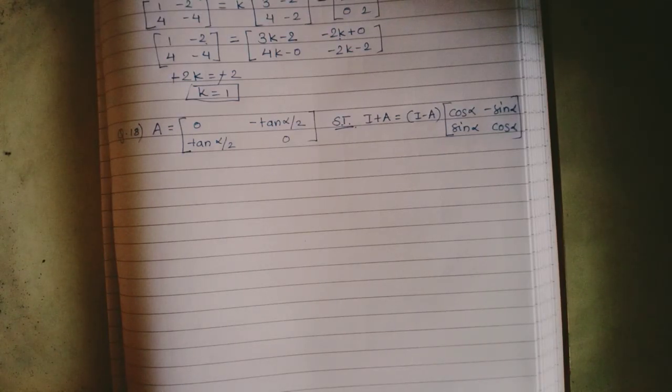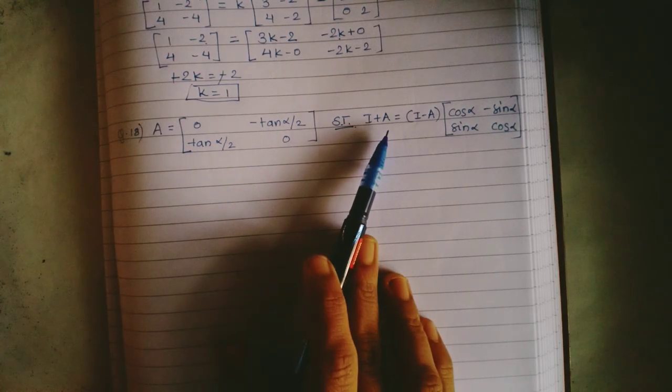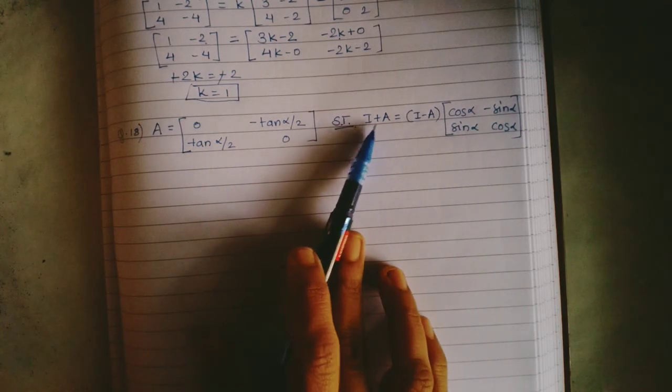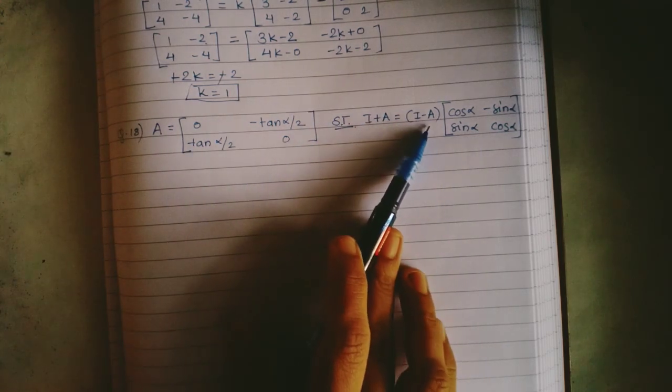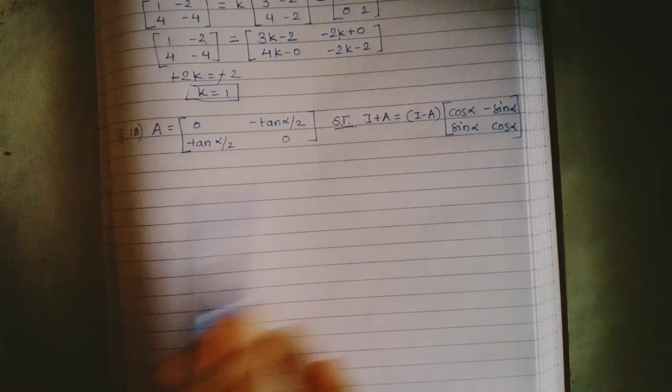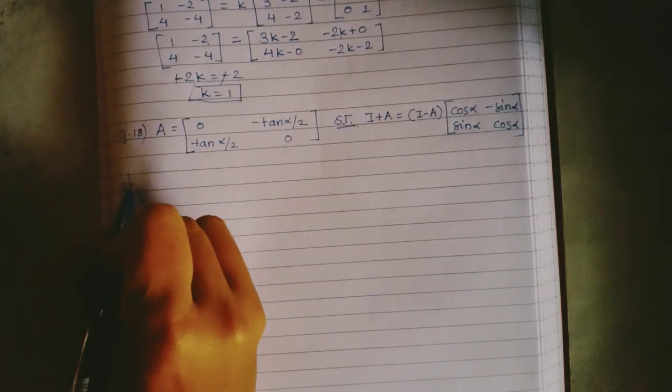Okay, this is based on trigonometric identities. So you should first revise your trigonometric identities which you have learned in your 11th standard. Okay, so let's solve this. If matrix A is given like this, you have to show that I plus A, where I is the identity matrix, equals I minus A multiplied by this matrix. Okay, so I'll start with the RHS.